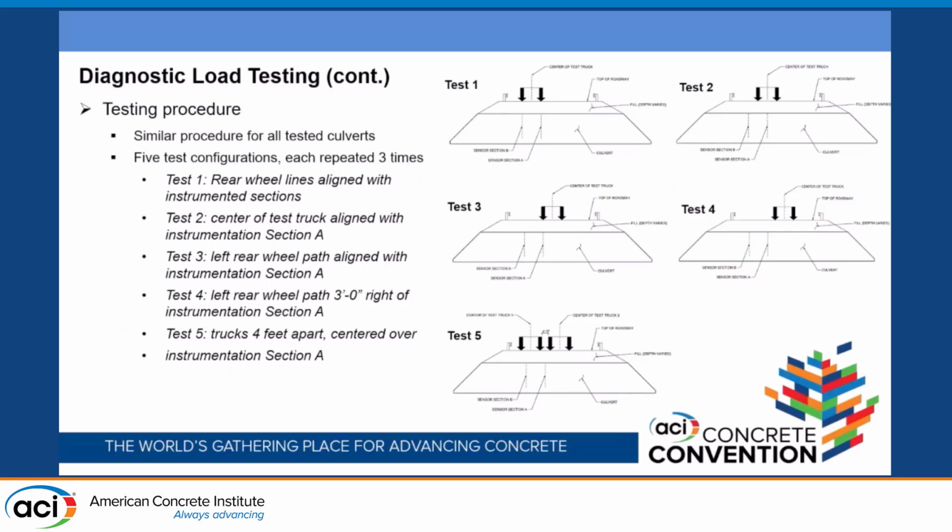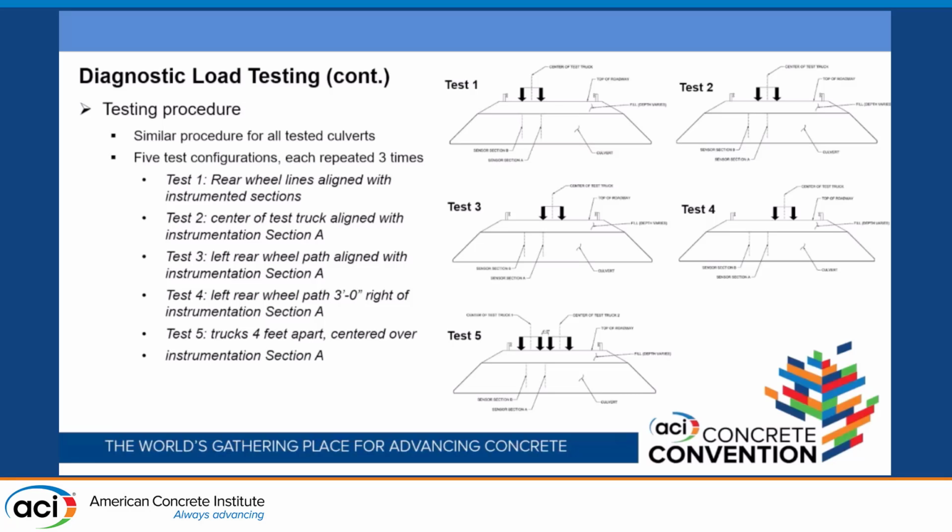As far as the testing configurations, we used triaxle dump trucks provided to us by TxDOT. They were all weighed and measured before each test. We had 5 different loading configurations. Basically, we started by lining up the rear axles with the sections, and then we pushed the truck to one side to capture the lateral distribution behavior. Then test 5 was a configuration with 2 trucks side by side.